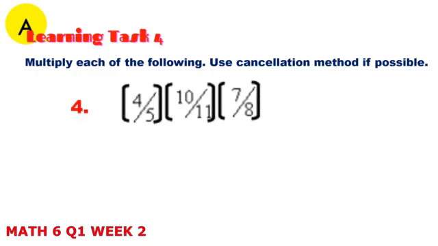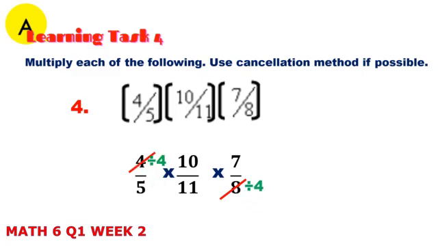Number 4. 4/5 times 10/11 times 7/8. You can cancel 4 and 8, and the common factor is 4. 4 divided by 4 equals 1. 8 divided by 4 equals 2. Then, 5 and 10. The common factor is 5. 10 divided by 5 equals 2. 5 divided by 5 equals 1.